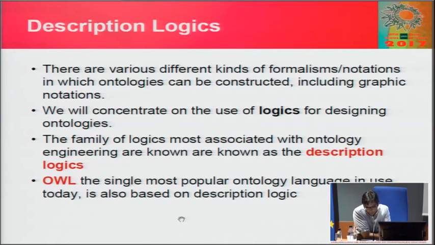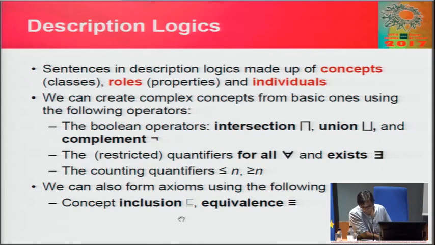And there are various different kinds of formalisms or notations which we can use to construct ontologies, including even visual or graphic notations. But by far the most common kind of formalism for constructing ontologies is formal logic, and in particular a family of logics called the description logics. OWL, which many of you have probably heard of, is currently the single most popular ontology language in use. It is also based on description logic, and I'm going to go into detail on the relation between OWL and description logics later.